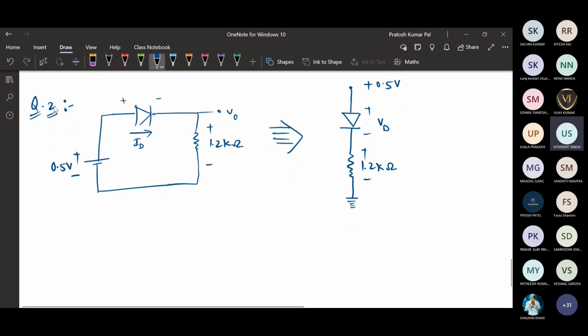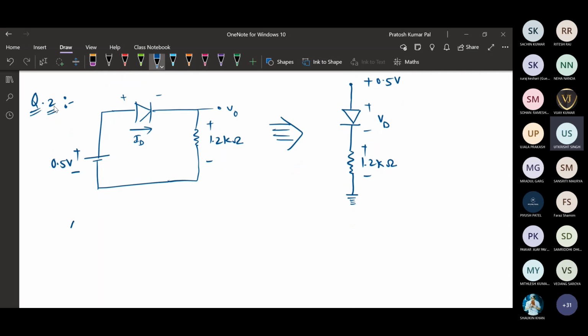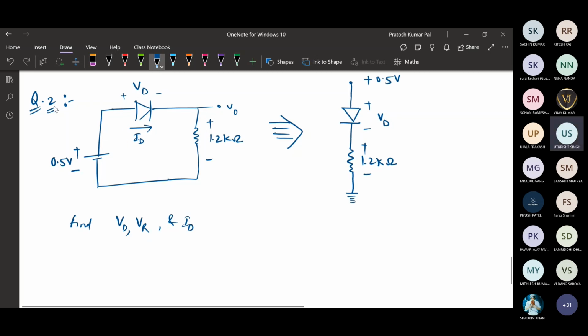Here what we need to do is find the voltage drop across the diode, the voltage drop across the resistor, and ID, that is the current flowing through the circuit. This we need to find out.